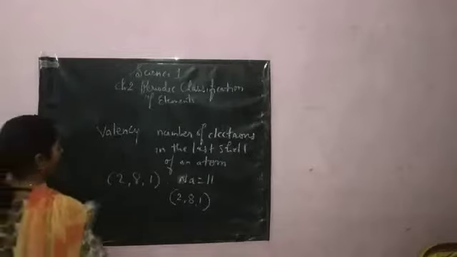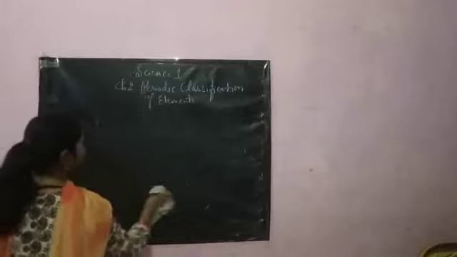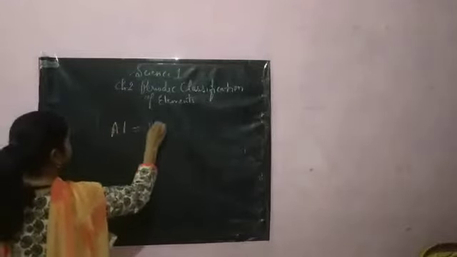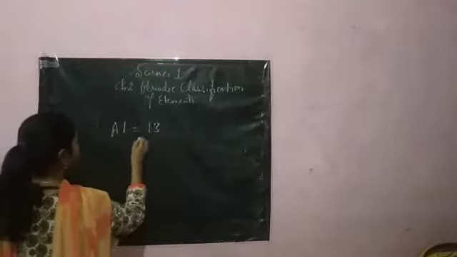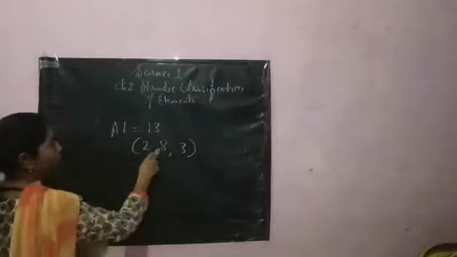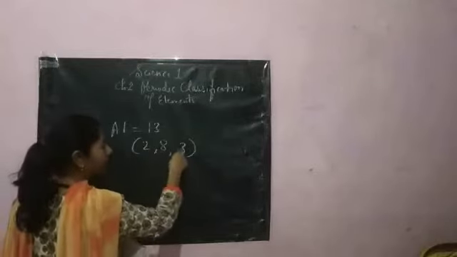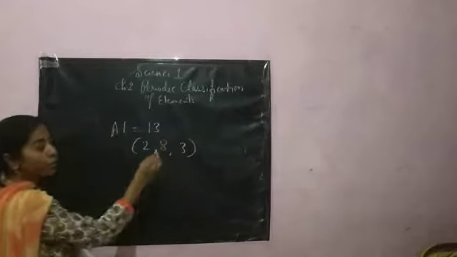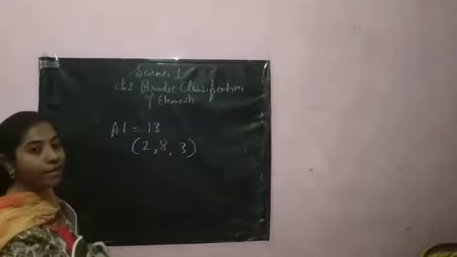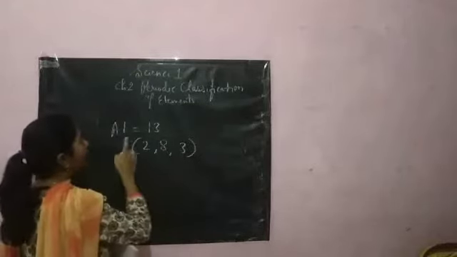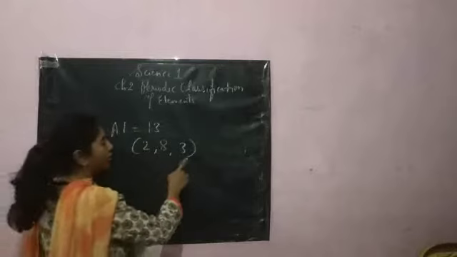Then what is the valency of aluminium? The atomic number of aluminium is 13. So the electronic configuration will be 2, 8, 3. 2 plus 8, 10. 10 plus 3, 13. So 3 electrons will be present in the last shell. So the number of electrons present in the last shell is the valency of that atom. So the valency of aluminium is going to be 3.